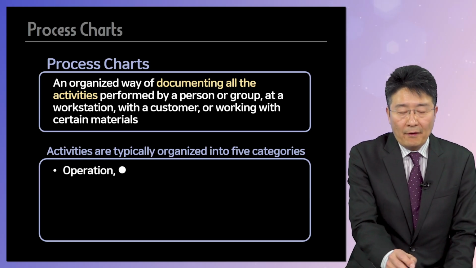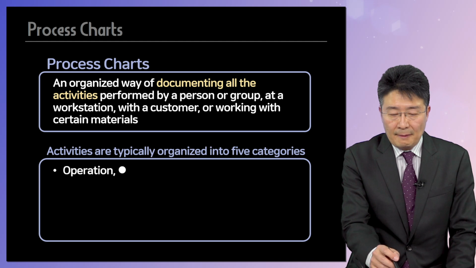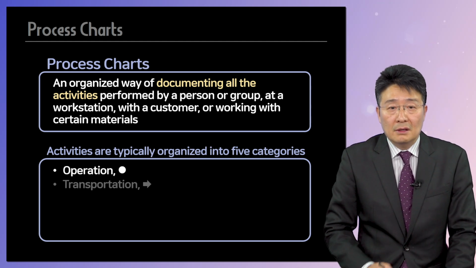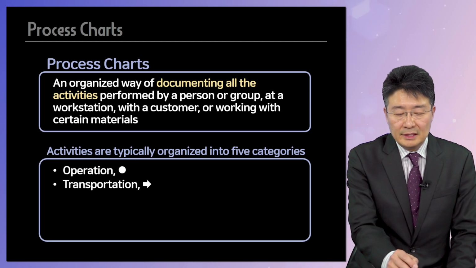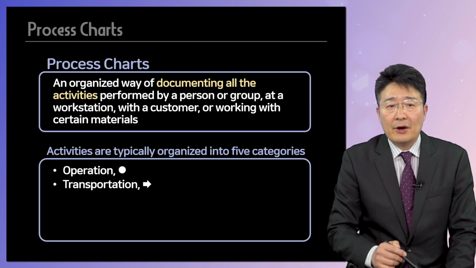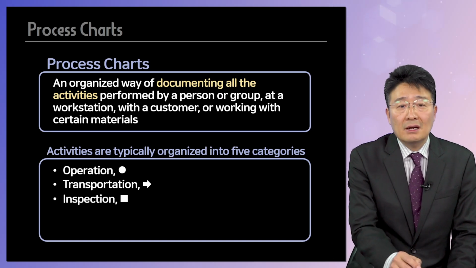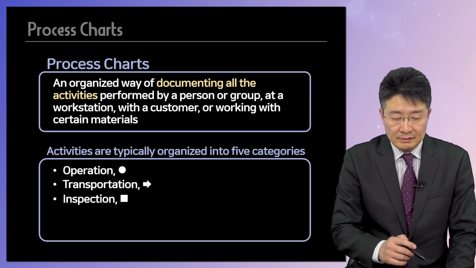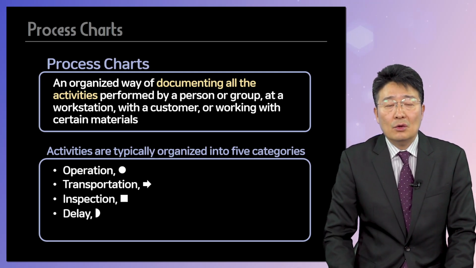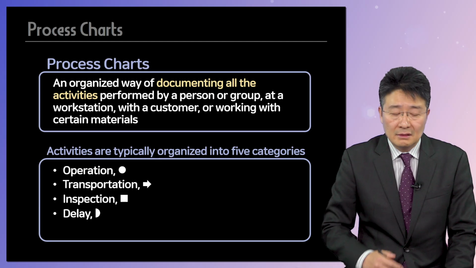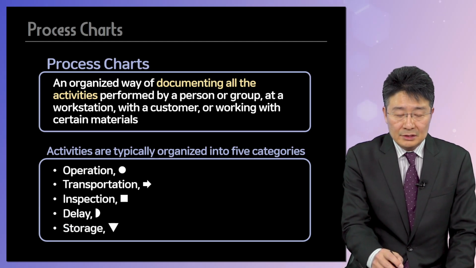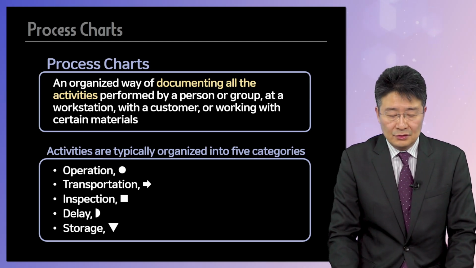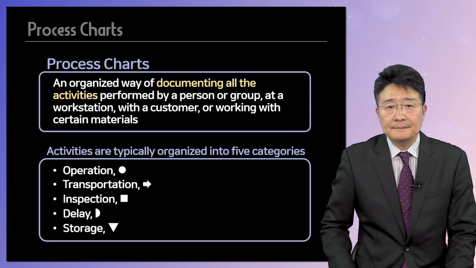Okay? Operation is represented by symbol circle. Transportation is denoted by this arrow. Inspection is denoted by this square. Delay is denoted by this half circle. Storage is represented by this reverse triangle. Okay?